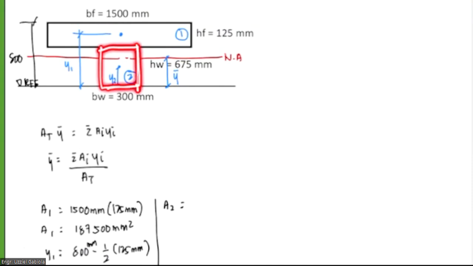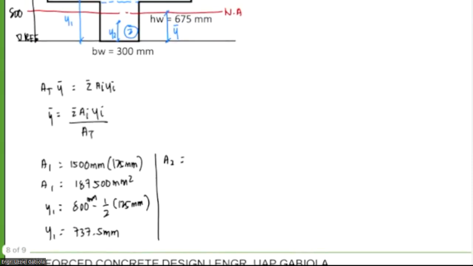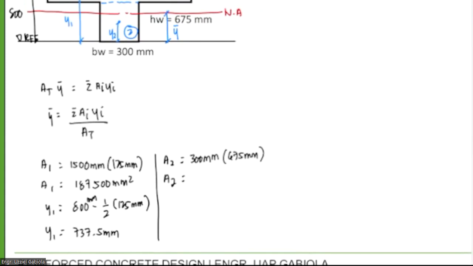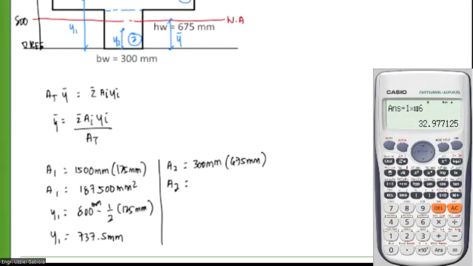Next, for our second shape, which is also a rectangle, with dimensions 300 by 675, the area will be 300 mm times 675 mm. So we just need to calculate its area.